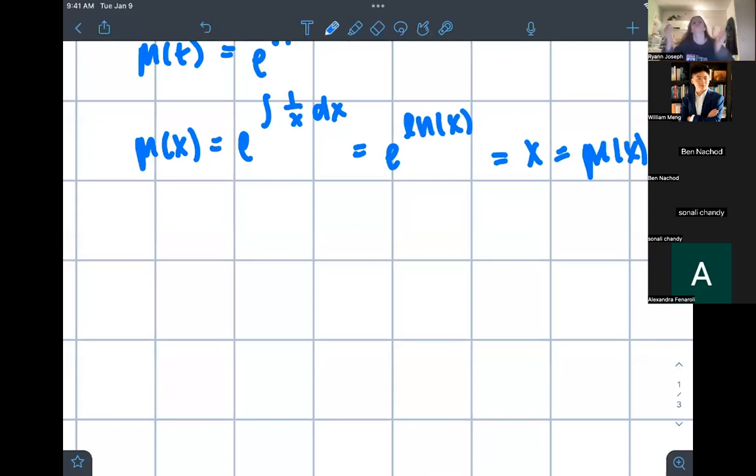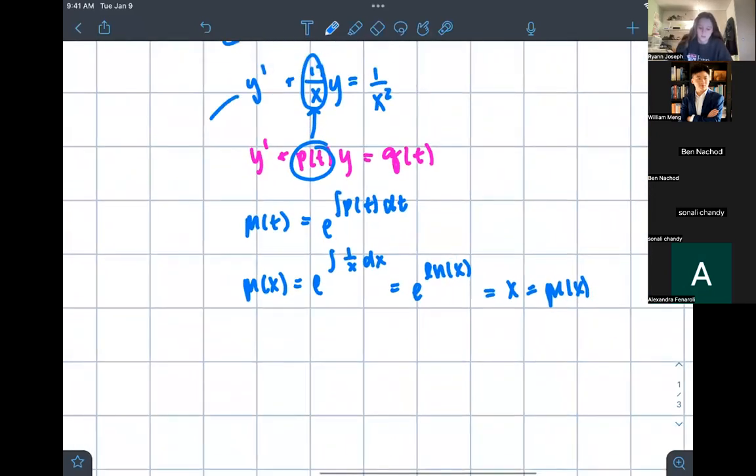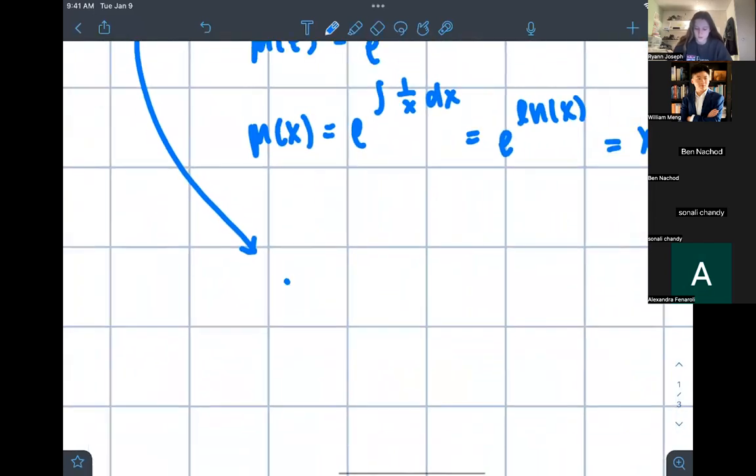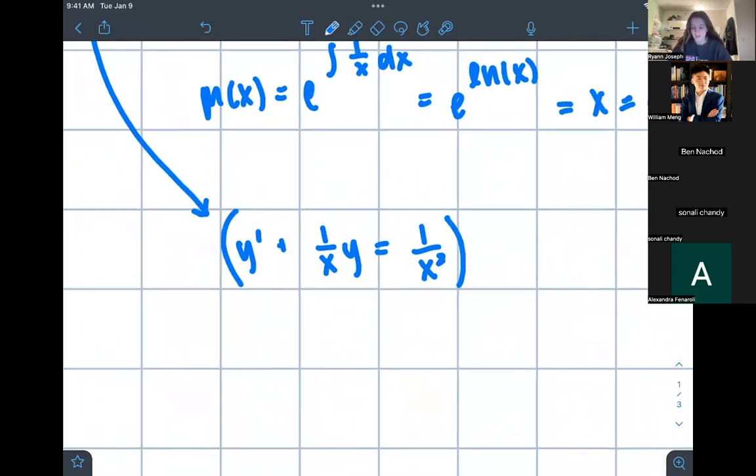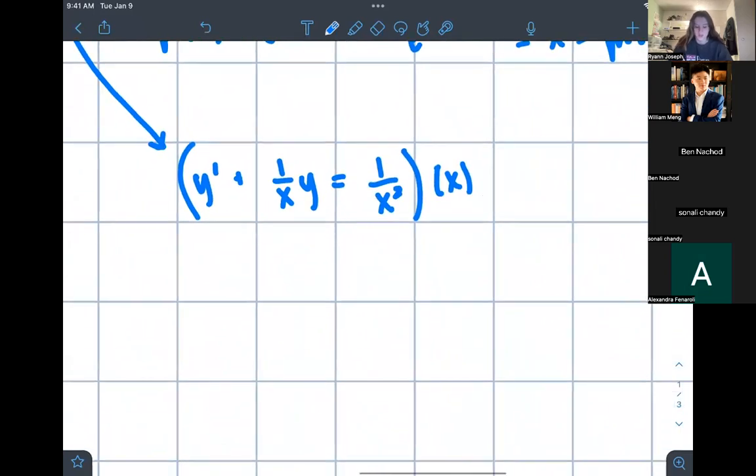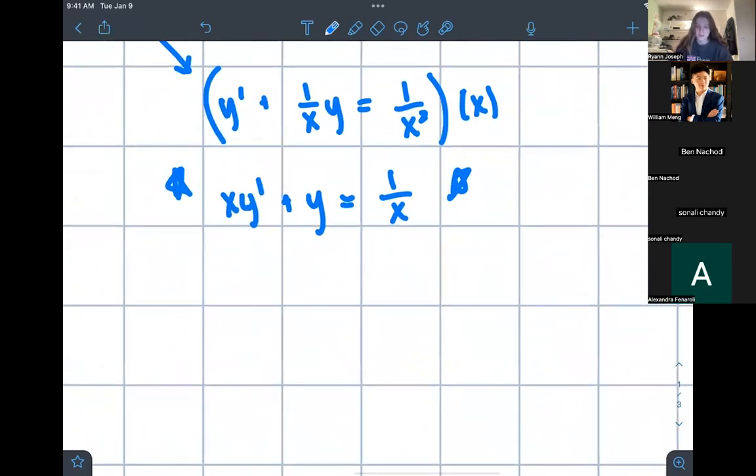I'm going to return back to our differential equation. So y prime plus 1 over x times y is equal to 1 over x squared. We're going to multiply the entire thing by our integration factor, which is x, giving us x y prime plus y is equal to 1 over x. This is our new equation that we got from the integration factor. Like I said, the premise of the integration factor is that it's a reverse product rule, and it simplifies the left-hand side to something that's more able to be solved.